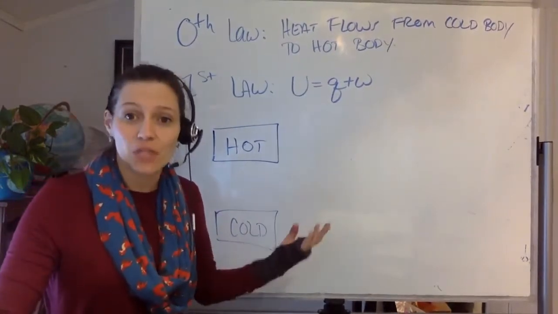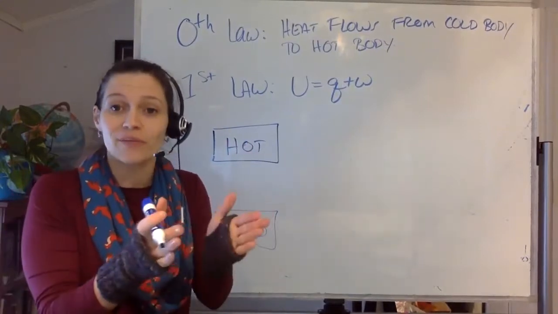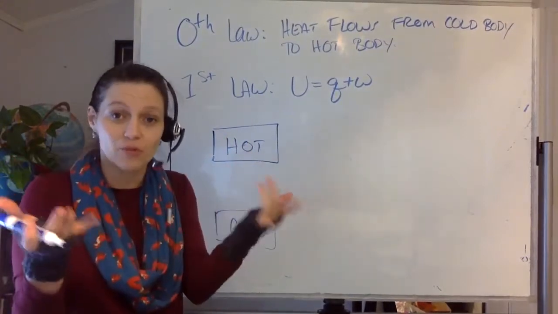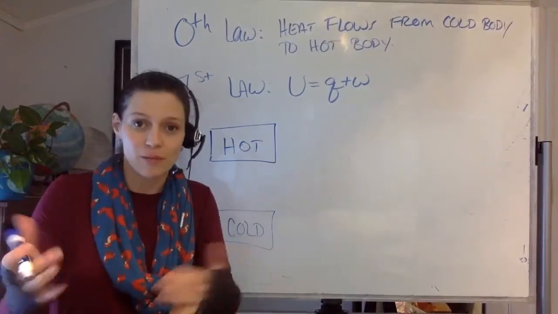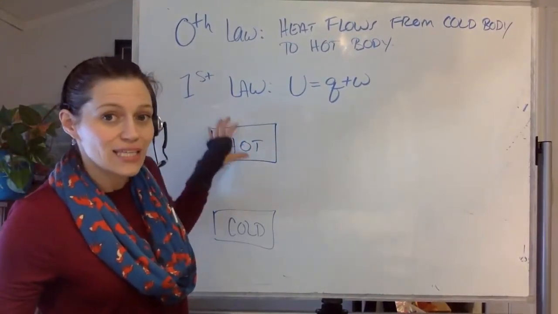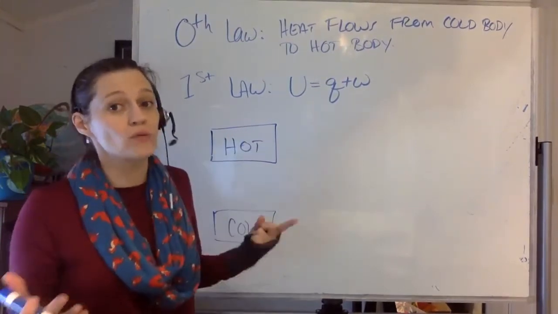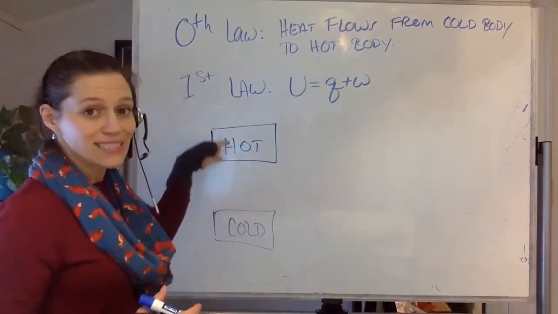Temperature means heat is flowing, and you have a difference in temperature. Two things in equilibrium are going to be at the same temperature. Two things not in equilibrium, heat's flowing, you have a difference in temperature. So the first law says that any energy that leaves the hot has to go somewhere, and we should be able to track it or account for it. The zeroth law says it's going to go this way.